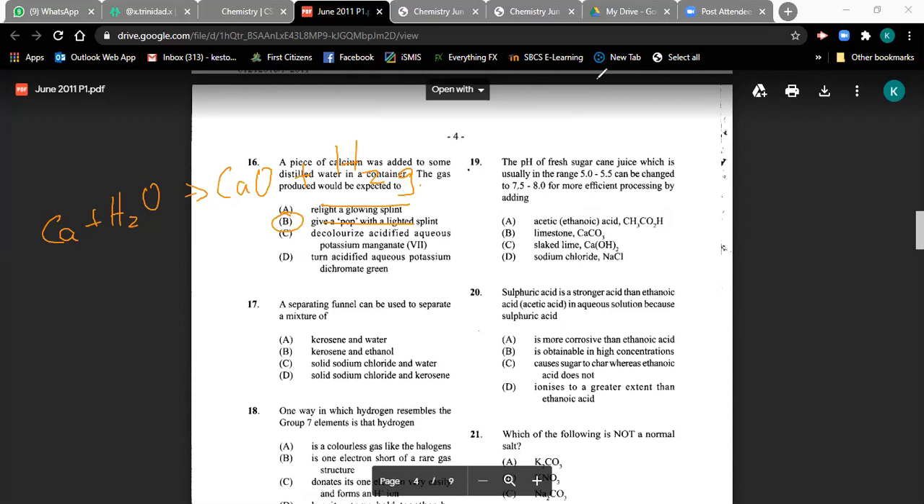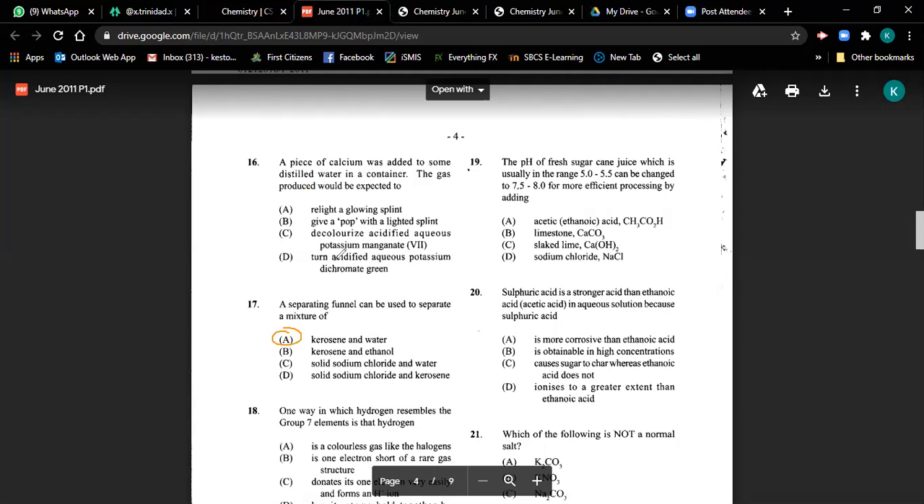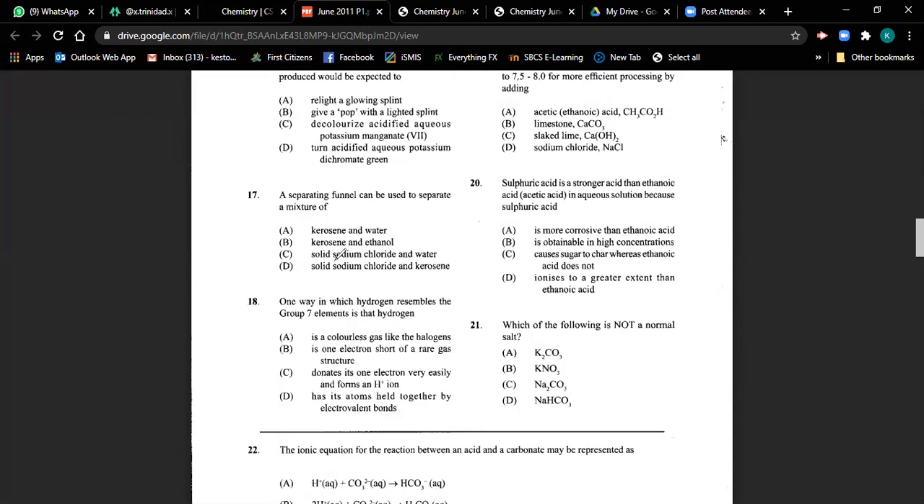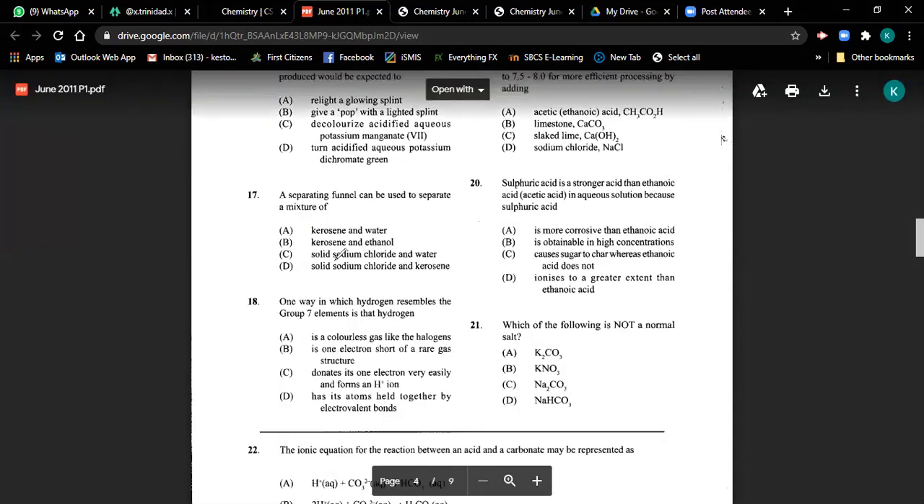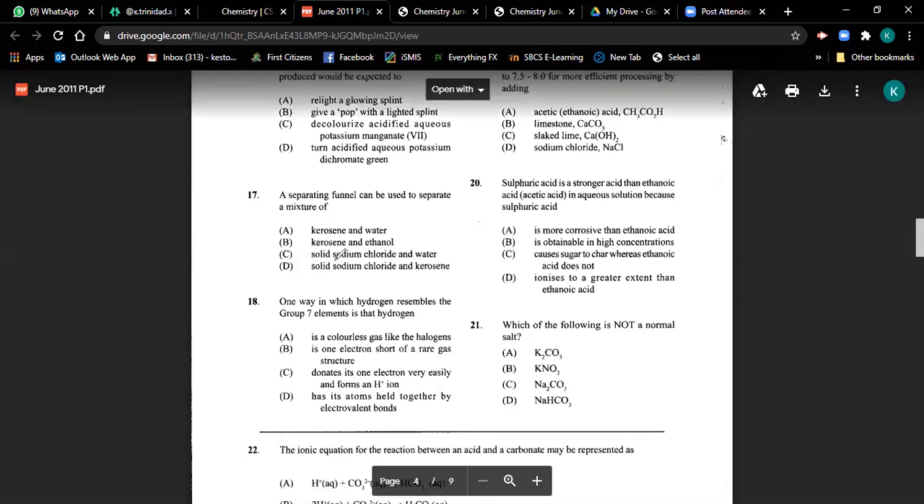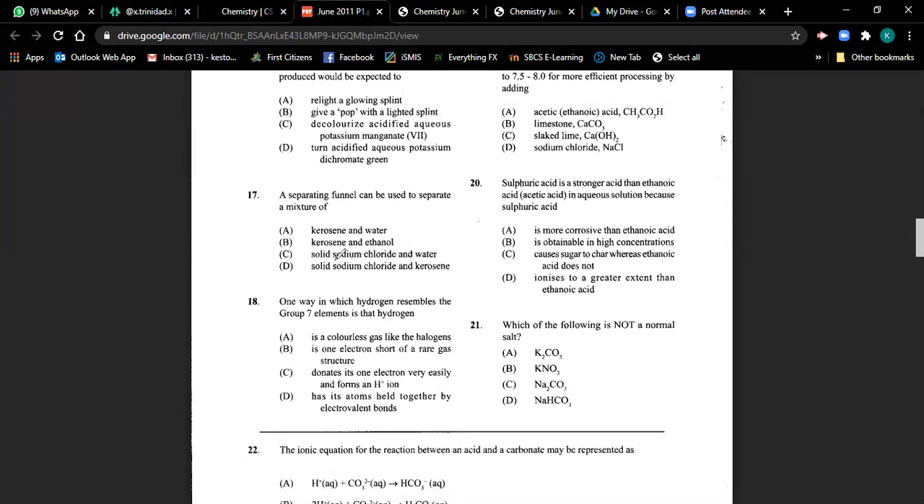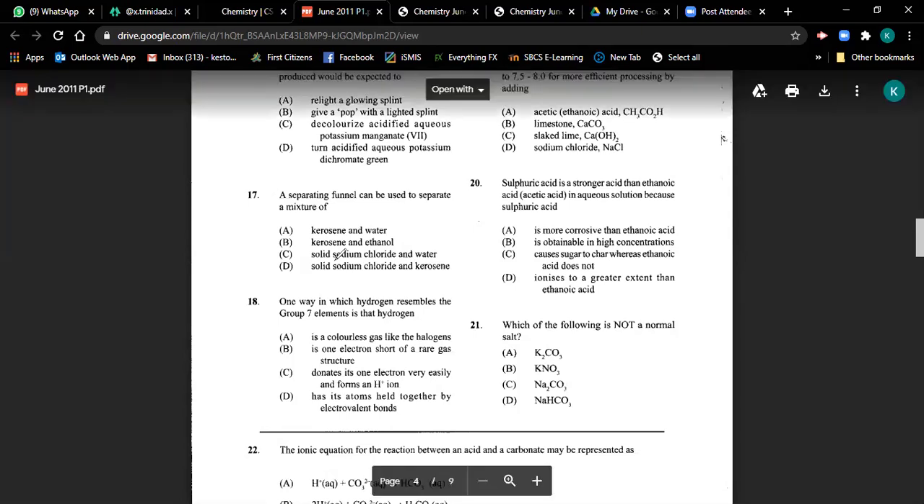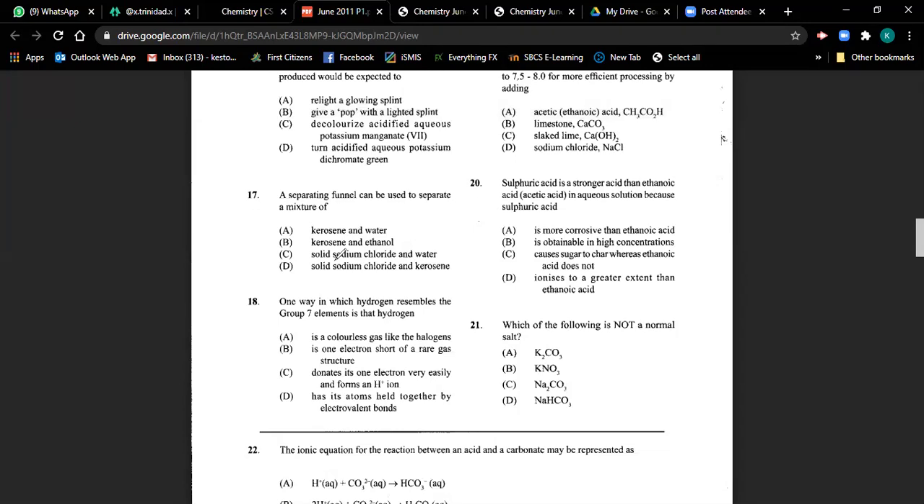17. A separating funnel can be used to separate a mixture of water and kerosene. We saw this already too. 18. One way in which hydrogen resembles group 7 elements is that hydrogen, a colorless gas like halogens, is 1 electron short of a rare gas structure. That's actually true. Donates electrons very easily to form H plus ions. That's not true. Has its atoms held together by electrovalent bonds. That's not true either. So the answer is B.